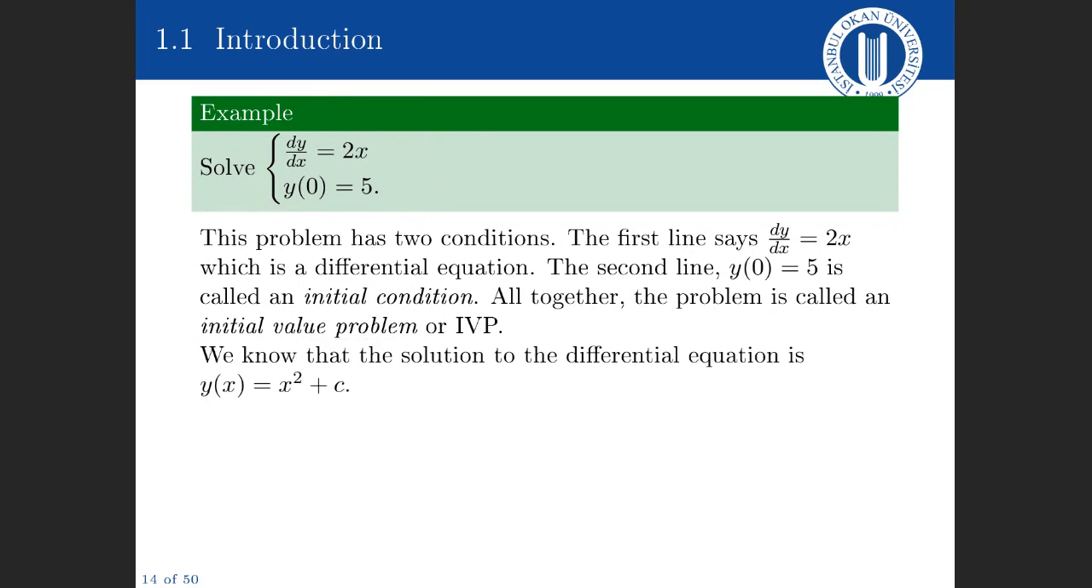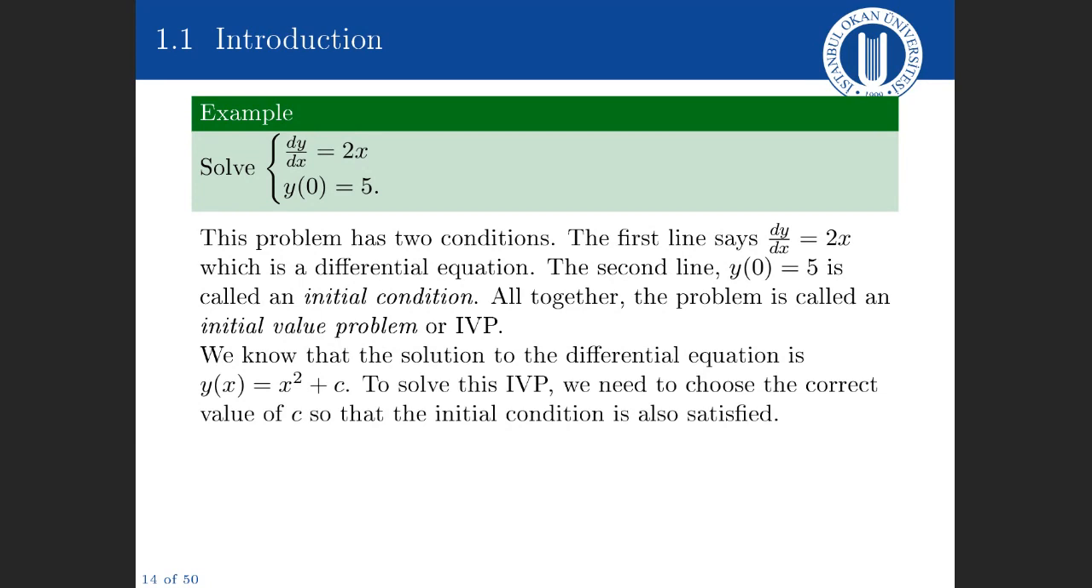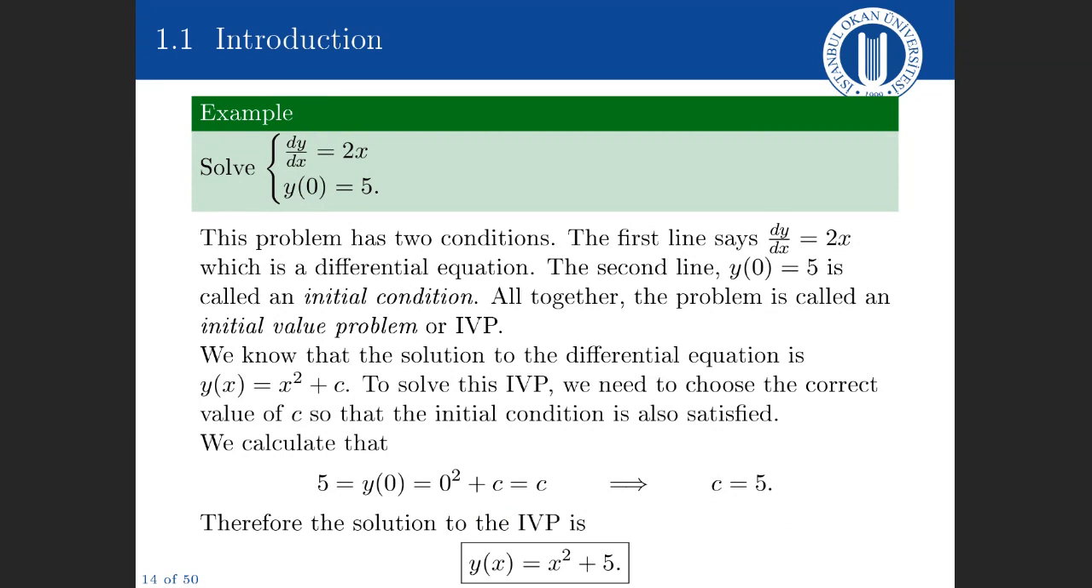We know a solution to the differential equation. We know that the solution is x squared plus c. We need to choose the value of c which satisfies the initial condition. So we can calculate. We want y of 0 to be equal to 5, so I start with this, just writing it the opposite way around: 5 is equal to y of 0. But y of 0 must be the same as 0 squared plus c, or c. So we can see that we must have c equal to 5. Now we can write down the solution to the initial value problem. The solution to the initial value problem is y is equal to x squared plus 5.